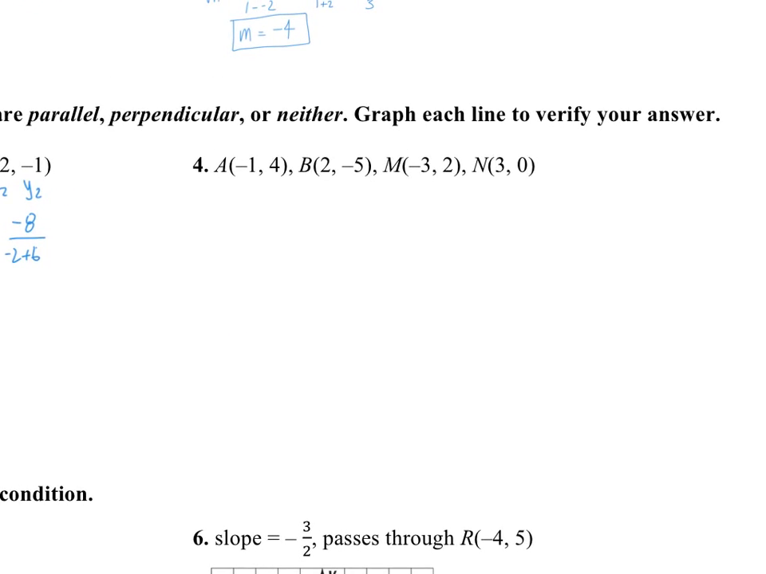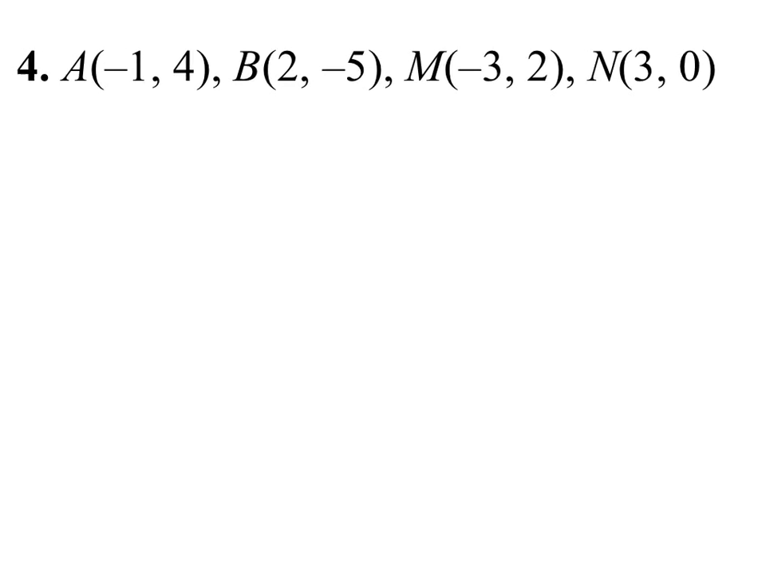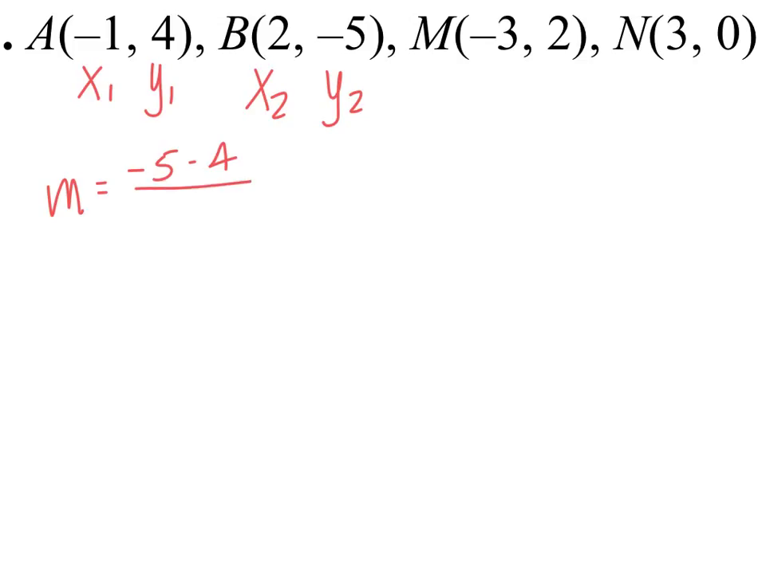Let's see what happens when we get those. And so number 4, I'm going to do the same thing that we did. I'm going to call this x sub 1 and y sub 1, and call this x sub 2 and y sub 2. So our slope m is equal to negative 5 minus 4 divided by 2 minus negative 1.